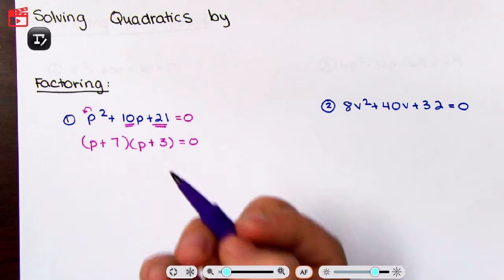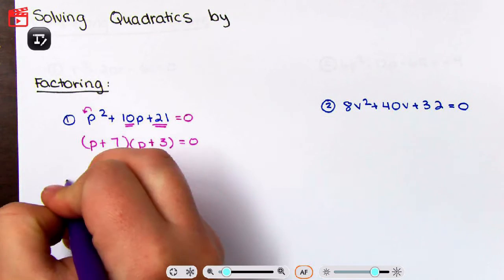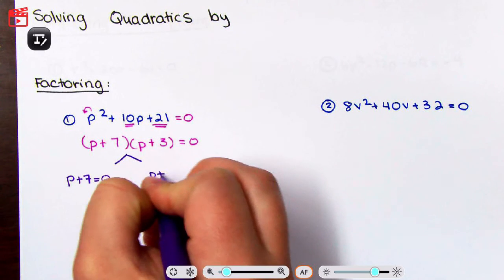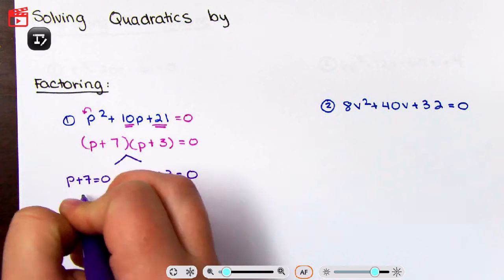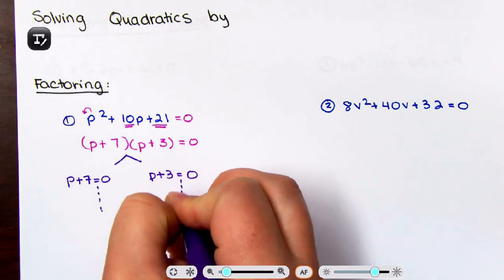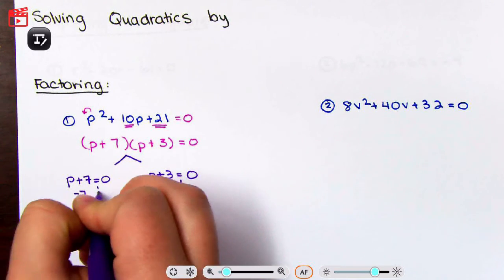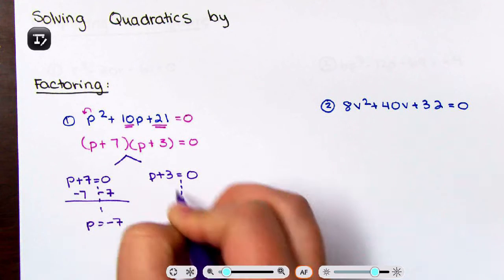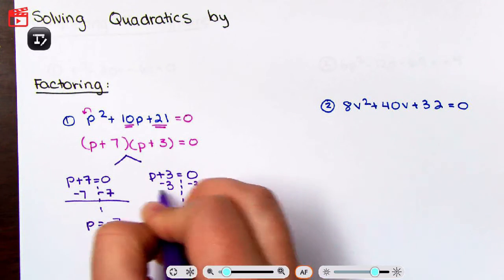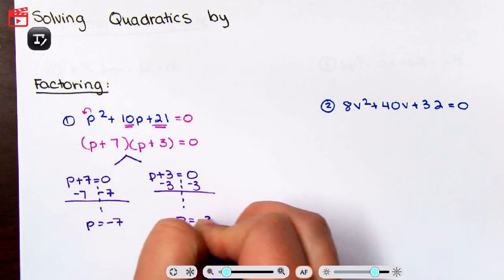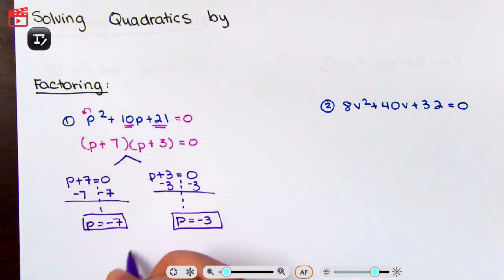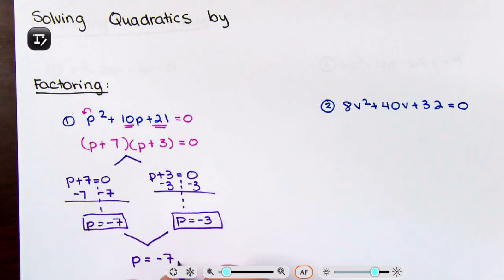Our variable is p, so we're going to set both bubbles equal to 0 and solve, just like we did in integrated math 1. So we have p is equal to negative 7, and p is equal to negative 3. Now it is your choice if you want to write your answers like this, or if you want to combine them and say p is equal to negative 7, comma, negative 3.